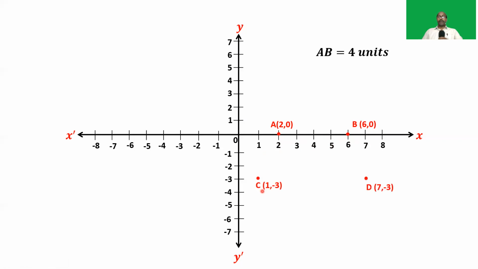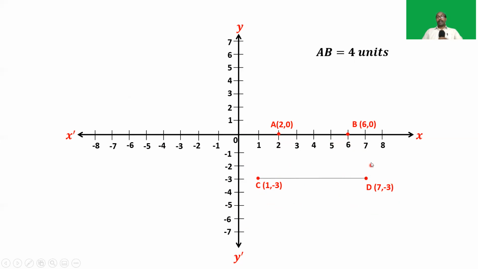And here we have 2 more points, C and D. The coordinates of C are 1 and -3, and D are 7, -3. So the length of line segment joining these 2 points is how much? 1, 2, 3, 4, 5, 6. Because as this line segment is parallel to x-axis, we can easily calculate the distance between these 2 points. The distance is 6.